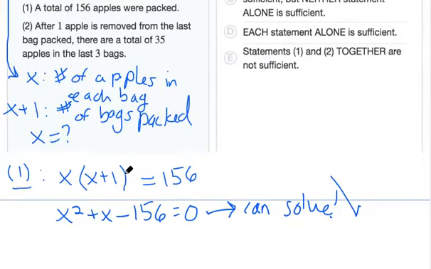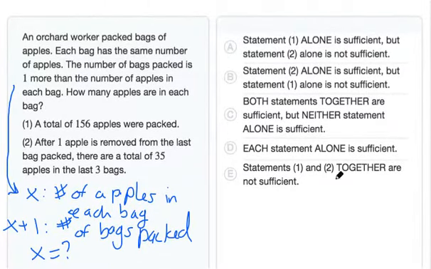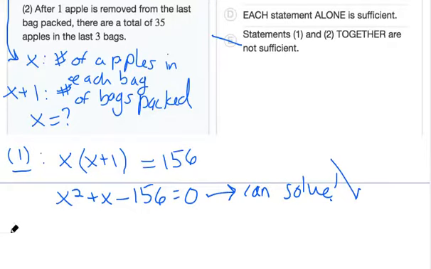Because of this, we can eliminate some of the answer choices. If statement 1 alone is sufficient, we can eliminate answer choices B, C, and E, leaving us with either choice A or D. Those choices depend on what statement 2 is telling us. So let's explore whether statement 2 is sufficient or not.